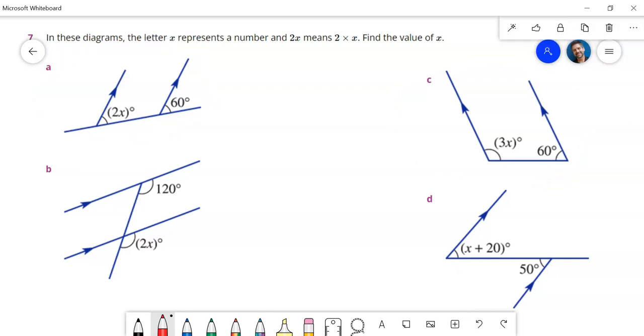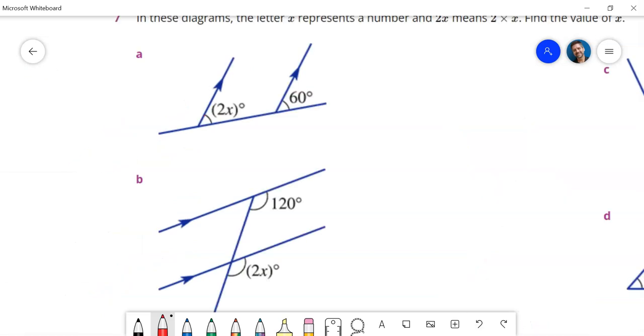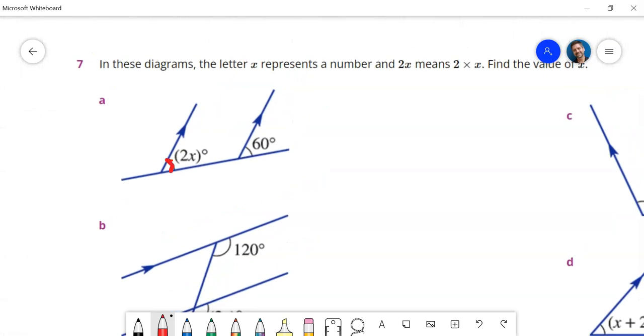So what we need to find is x, and in this one, it's a bit tricky because we've got 2x that we're looking for. The thing we know is these two angles are corresponding angles because they are on the same side of the transversal, and we know that we've got parallel lines here. So these angles are going to be equal, so we know that 2x equals 60, and so 1x would be half of that, 30, so x equals 30.